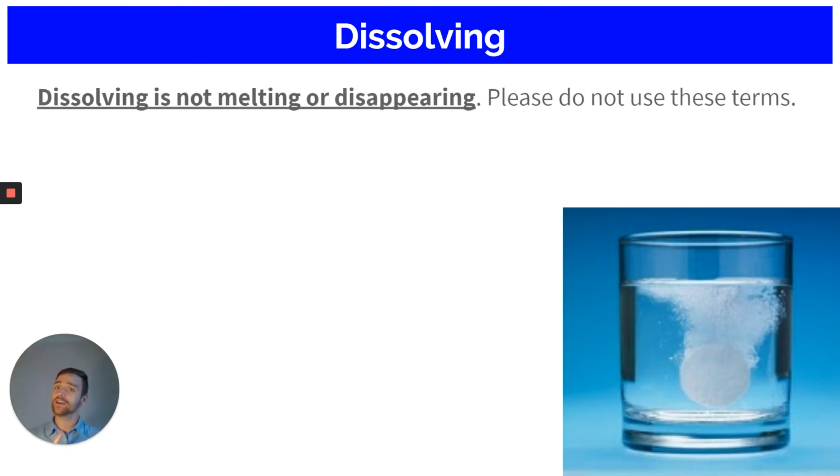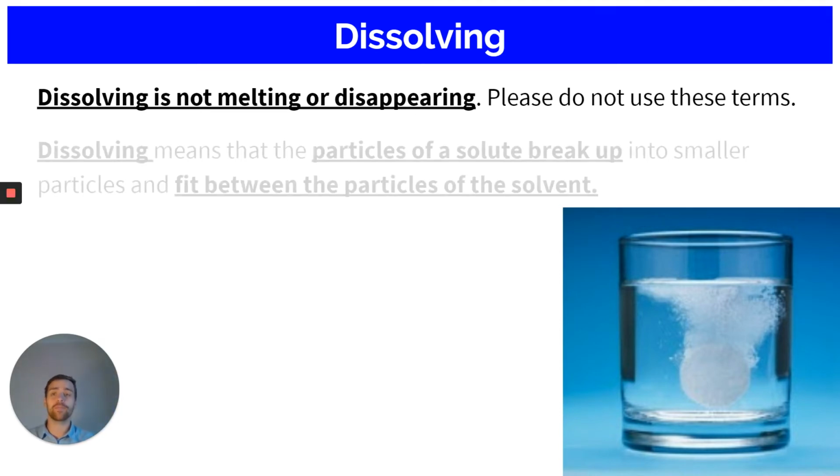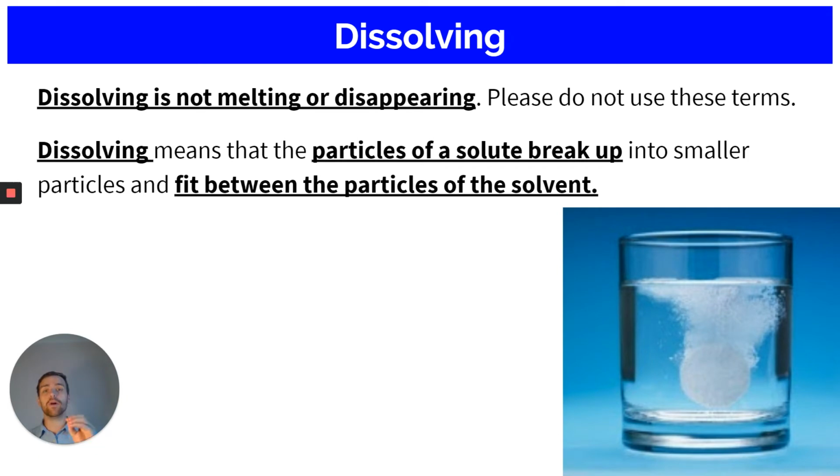Let's start. Dissolving is not melting or disappearing. Please do not use those terms. If you give me that in a worksheet or an answer where you say that, I will not give you the mark. You aren't right. I don't want you to use those terms. They're not scientific. Or they are scientific, they describe something, but they don't describe dissolving. Dissolving means that the particles of the solute break up into smaller particles and fit between the particles of the solvent.